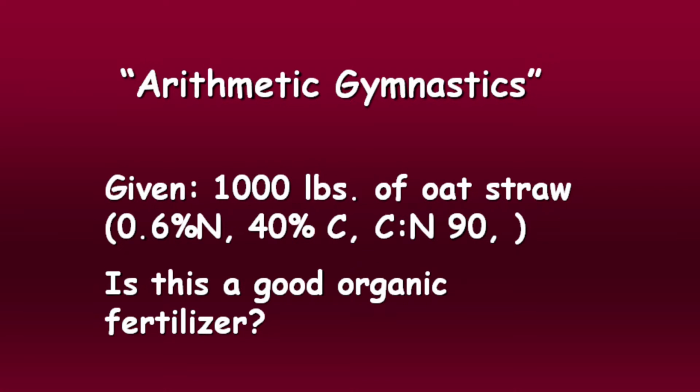So is this 1,000 pounds of oat straw a good fertilizer? It's only 0.6% nitrogen, carbon to nitrogen ratio of 90. That would suggest that we need to look more at the quality of the carbon now, because it's in that range where we can start tying up nutrients.